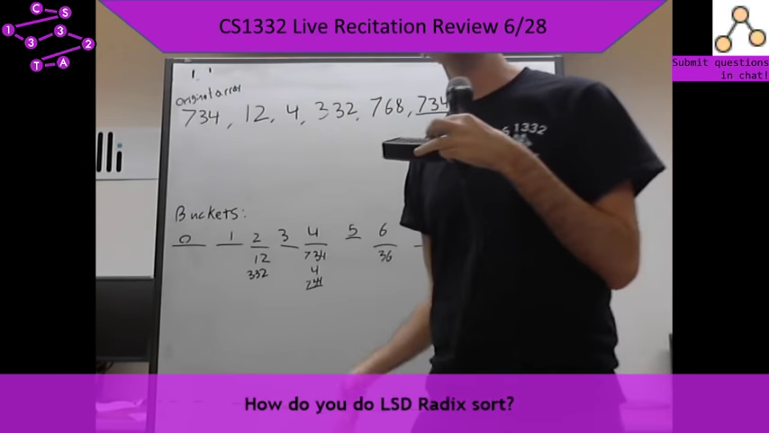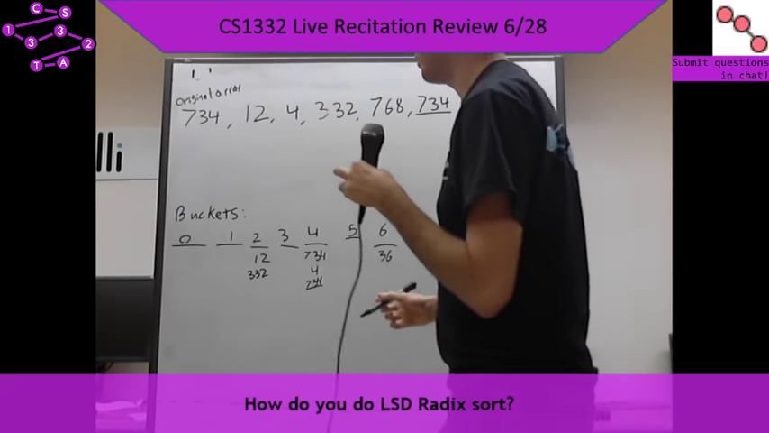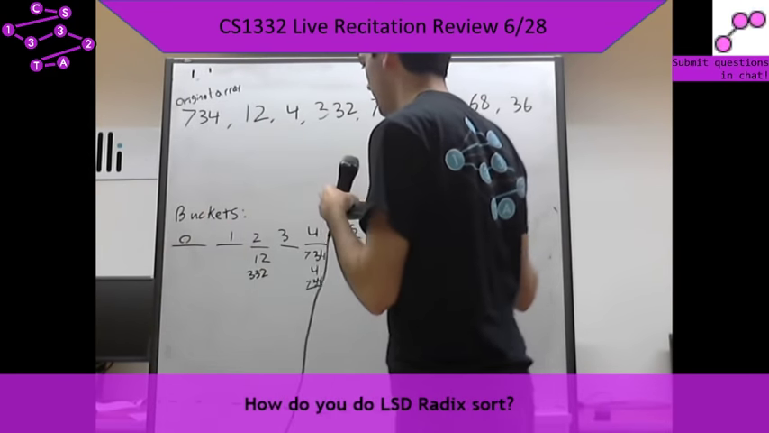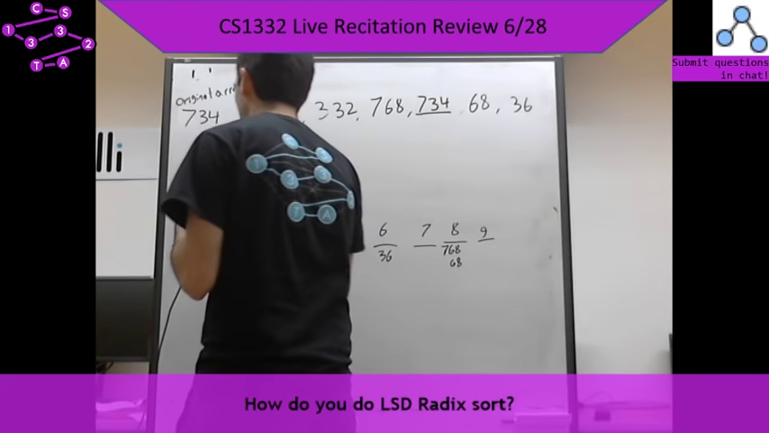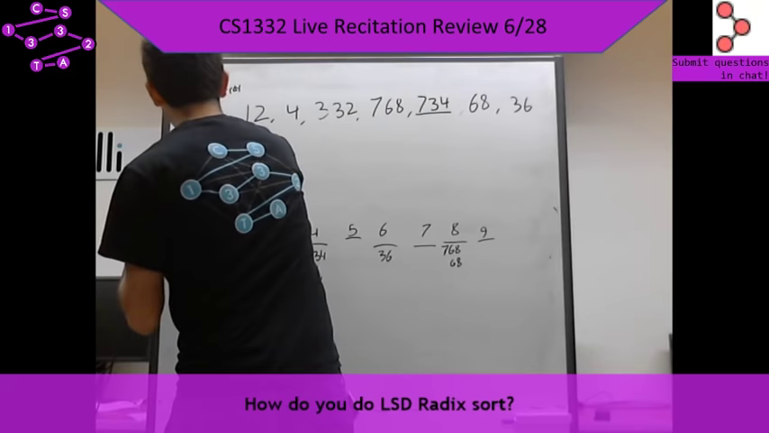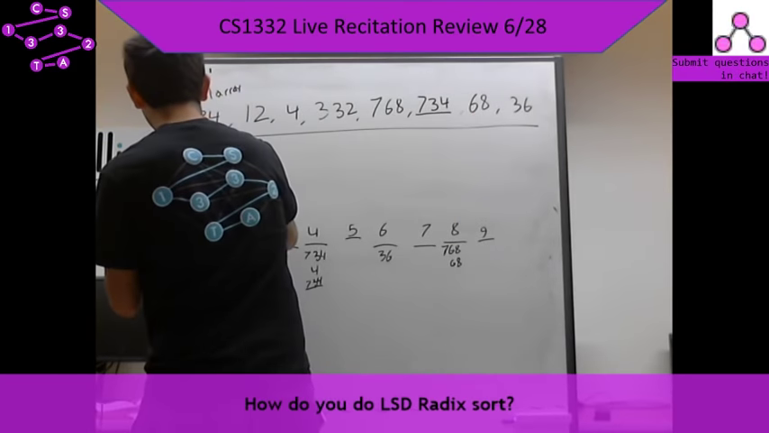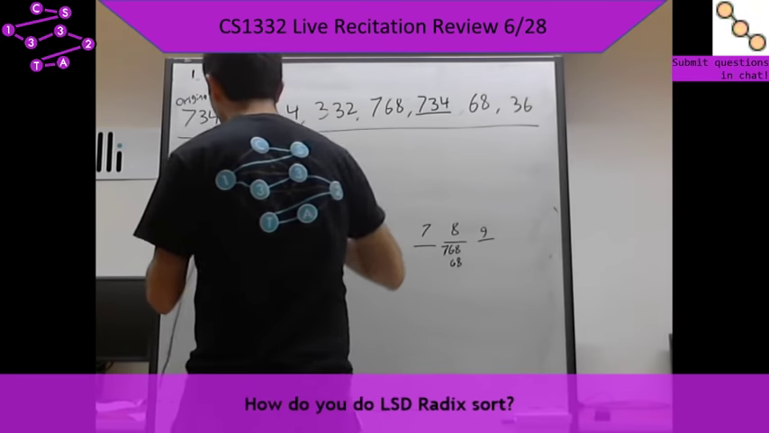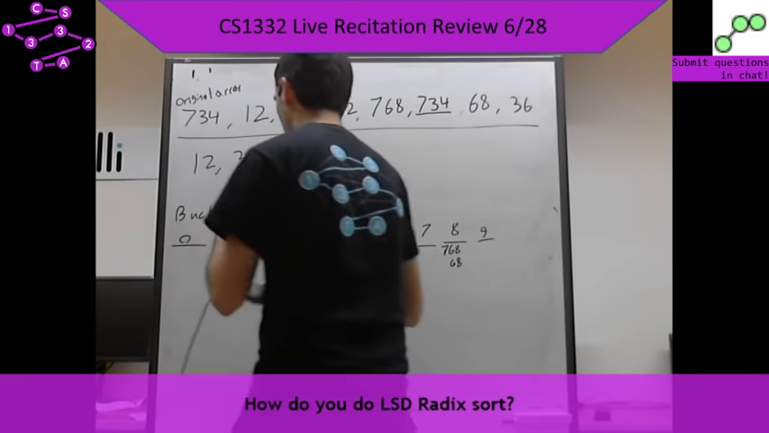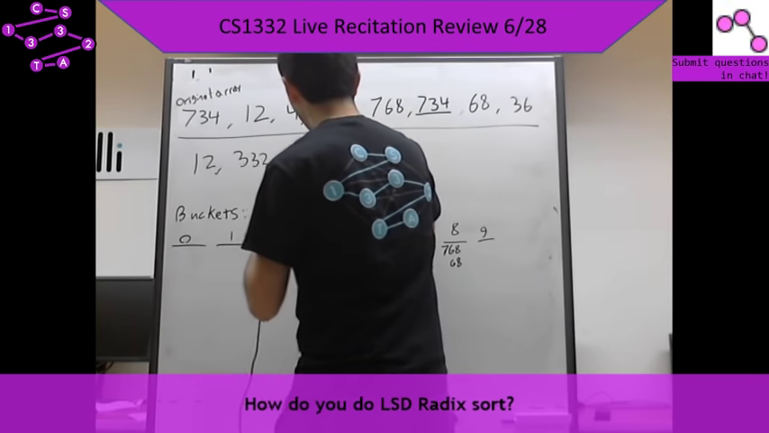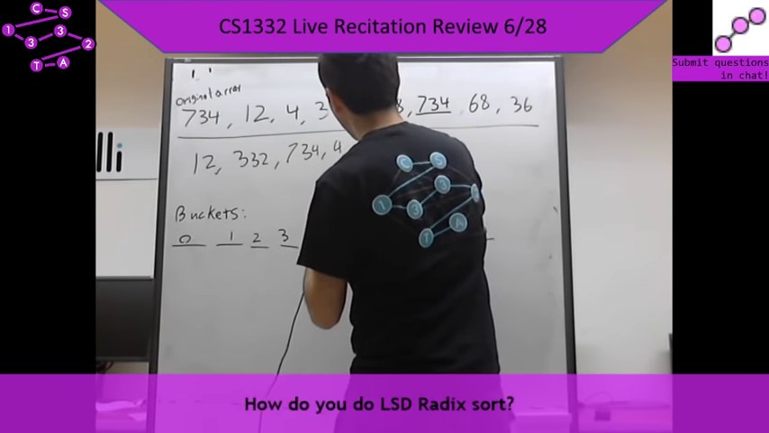So now that we've put our elements in our buckets, we're going to do the second half of radix sort, which is actually emptying our buckets. So that means we're just going to go through each bucket one by one, starting with the 0 bucket, going all the way to the 9 bucket, taking each element and putting it into our array. So first we empty our 2 bucket. That means we have 12 first, then 332, again maintaining that order. As we take elements out, we can remove them. Then we have 734, 4, and our duplicate 734.